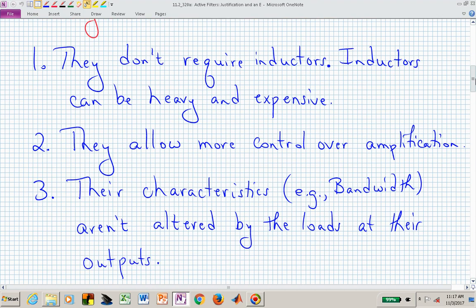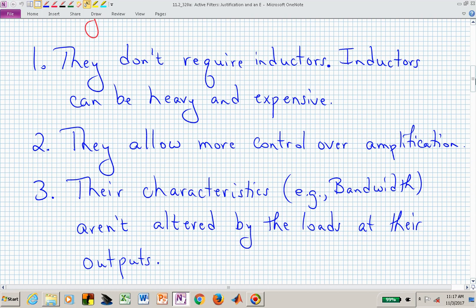The active devices also provide us an ability to amplify the signal. The passive devices, not so much, unless we have some kind of ringing in there, and so it's not as easy to control the amplification with a passive device. With active devices it's easier, and we don't have to worry so much about loads on the output side of our circuit when we're dealing with active circuits.